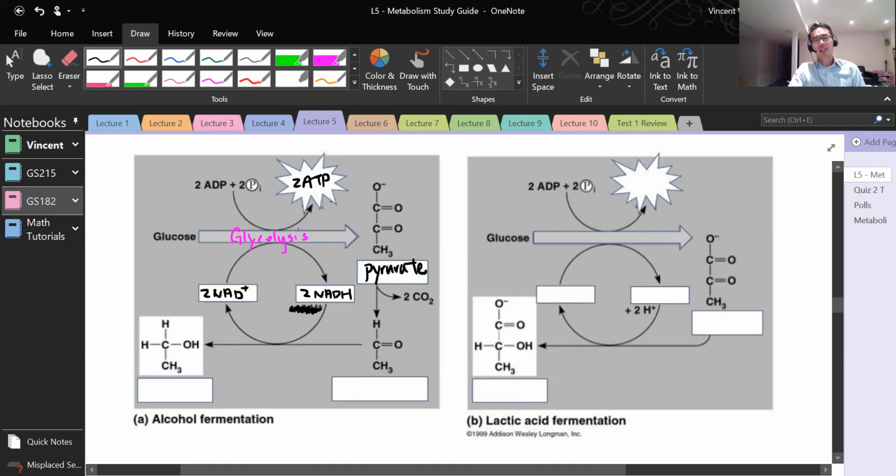But we are talking about a simple organism, like a yeast, like bacteria. They don't have those complicated proteins. They cannot do anything related to the Krebs cycle. So instead, what happens is the pyruvate will get converted into something called acetaldehyde. That's what this thing is called. You will learn about this in organic chemistry next semester. And the acetaldehyde is going to get converted into ethanol.